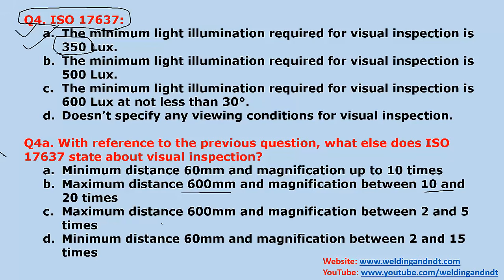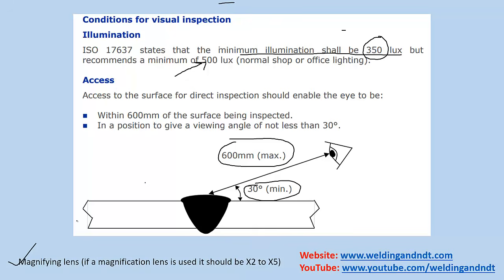We'll see the second option C. Here maximum distance 600 mm, that is correct, and the magnification is between 2 to 5. So it is matching exactly our criteria. So option C is the correct answer. Maximum distance 600 mm and the magnification between 2 to 5.